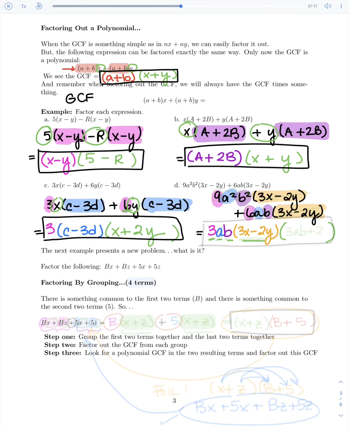So pulling out the 3 first from the 9 will leave me with another 3, because 3 goes into 9 3 times. Pulling out the a, well, I had a squared, will leave me with still an a. Pulling out the b, I had b squared, so I'll still have a b. And pulling out the 3x minus 2y means it'll be gone. Then the 3 out of the 6 will leave me with a positive 2. Pulling out the a means it'll be gone. Pulling out the b means it'll be gone. And pulling out the 3x minus 2y means it'll be gone, so I just have that 2.